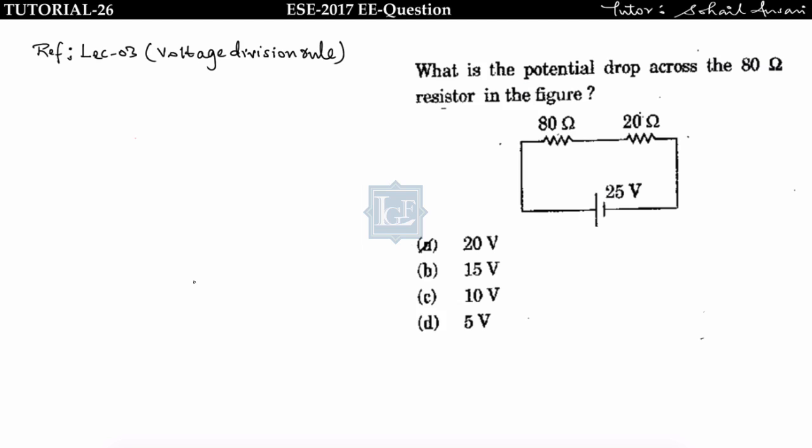See this problem. This is one of the simplest questions asked in ESE 2017. It is asking the potential drop across the 80 ohm resistor in the figure. You have to find the voltage drop across this 80 ohm. Apply voltage division rule that has been discussed in lecture number 3. V1 is equal to total voltage multiplied by the resistance across which you are finding the voltage, that is 80, divided by total resistance, that is equal to 100. So you will get 20 volt.